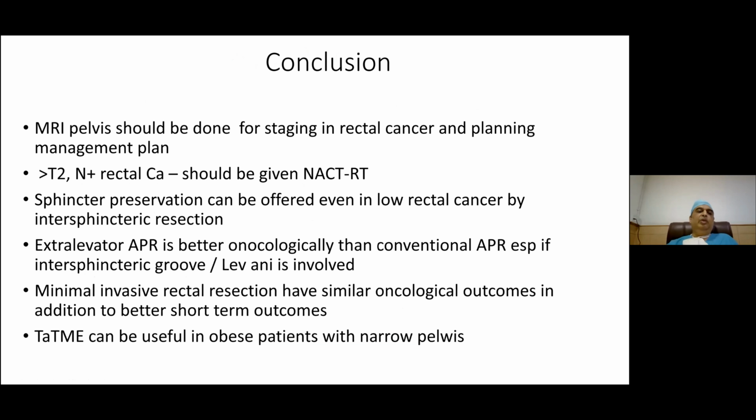So to conclude, MRI pelvis should be done for all rectal cancers for planning. Sphincter preservation can be afforded even in low rectal cancer by doing intersphincter resection or a transanal TME. Extralevator APR is better oncologically than conventional APR, especially if the intersphincteric groove or levator ani is involved. TaTME can be useful in obese patients with a narrow pelvis. Thank you.